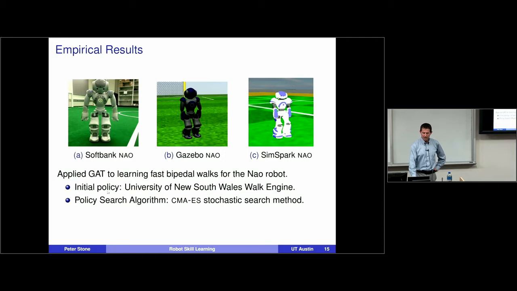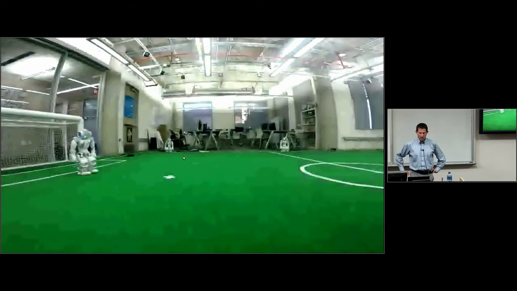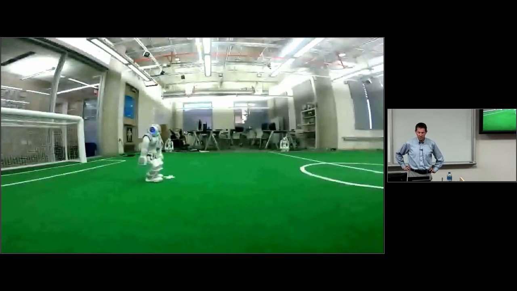The main punchline is that we started with the state-of-the-art walk on these robots. It was one from the University of New South Wales that they made available, one of the top RoboCup teams. For the learning in the simulation, we used a stochastic search method known as CMA-ES. That was the subject of Patrick's thesis. Then we were able to take that walk, and this is what it looks like. This is the initial walk that we got from UNSW. It's moving 19.3 centimeters per second.